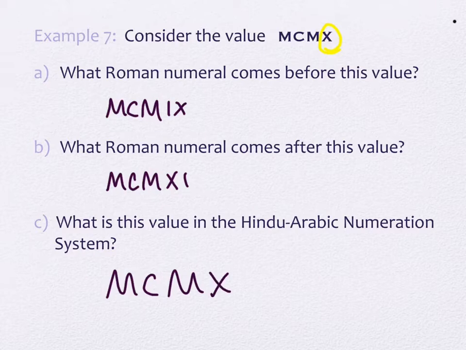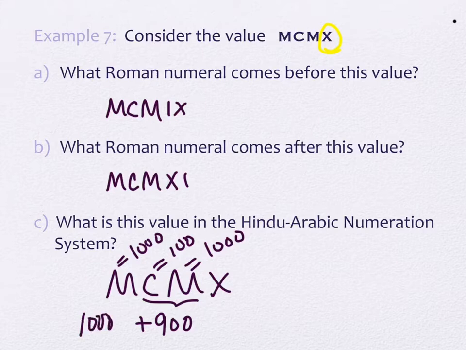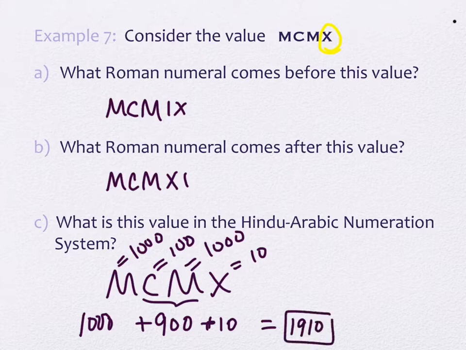Okay, so M is worth 1,000. C is worth 100. And the 100's coming before another 1,000. So what does that mean? Yeah, this piece right here is going to be 900. The piece at the beginning is 1,000. And then what's the X at the end? 10. So what is the total after I take all that into consideration? 1,910, which looks a lot like a year. It could potentially be on a building.